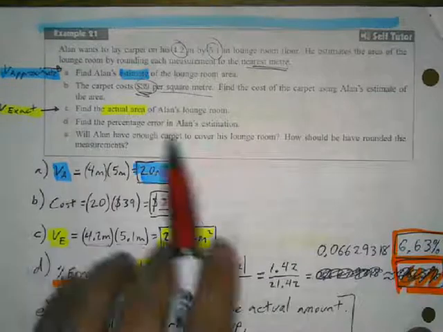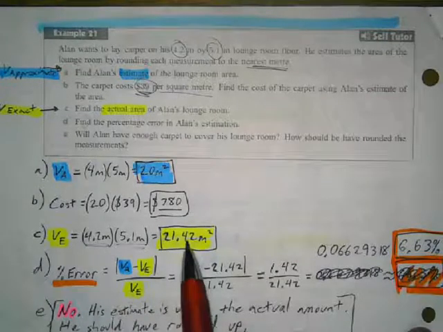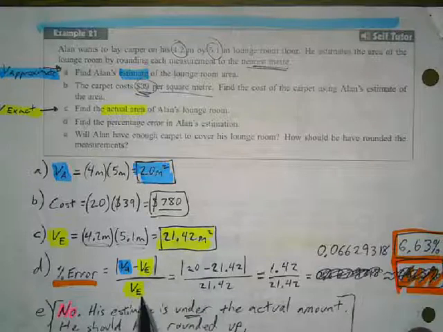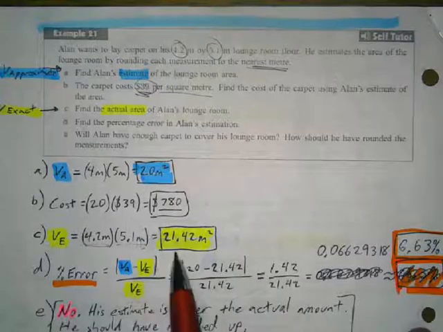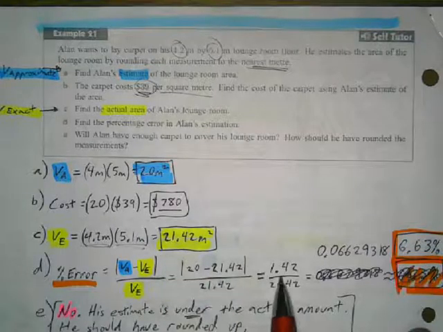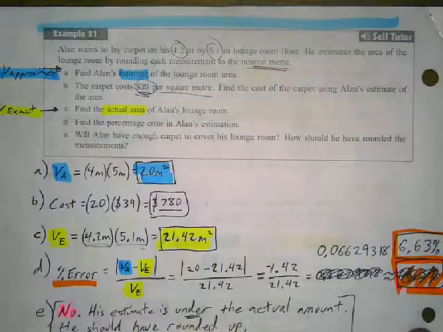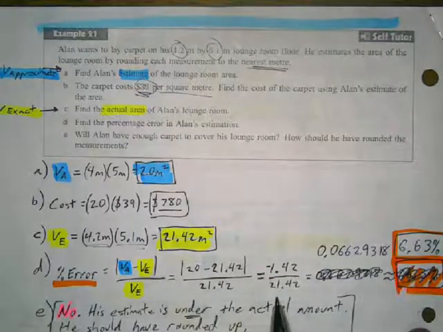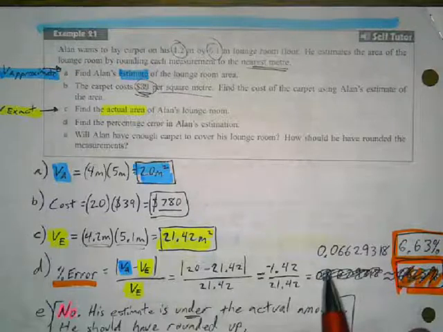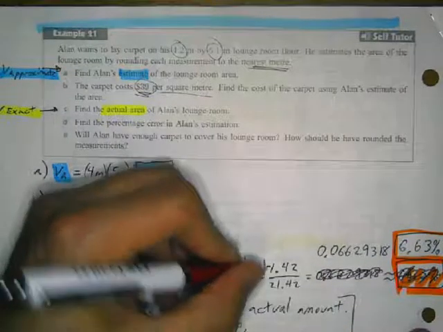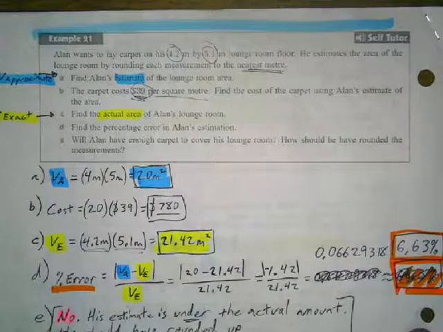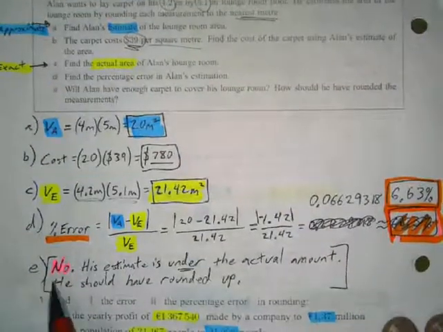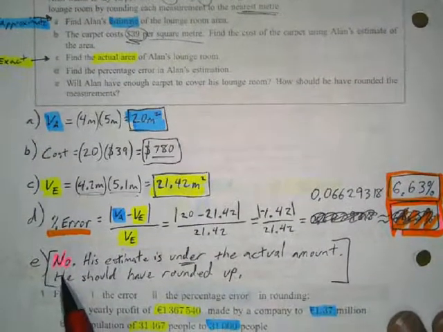Find the percent error. We take the absolute value of the error and divide by our exact value. So we do 20 minus 21.42, and we get negative 1.42, divided by our exact value, and once again this is absolute value, and we get 6.63%. The question is, is this going to be enough carpeting? The answer is no, because we underestimated.